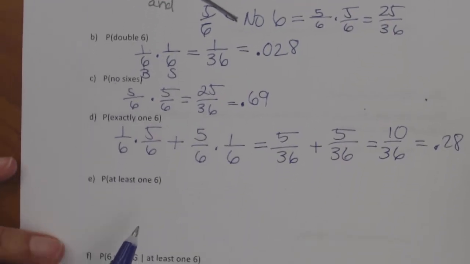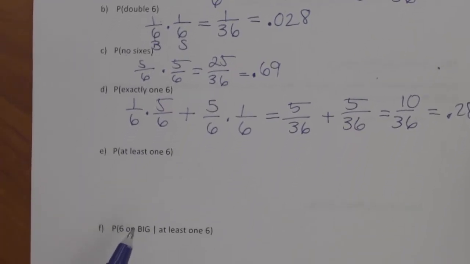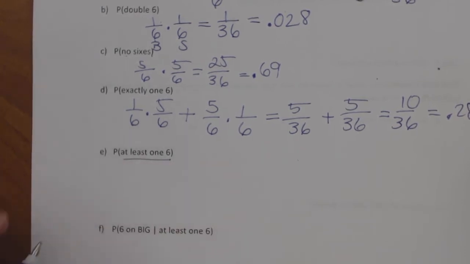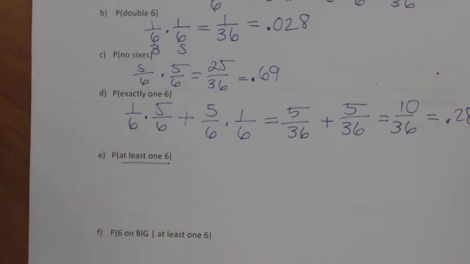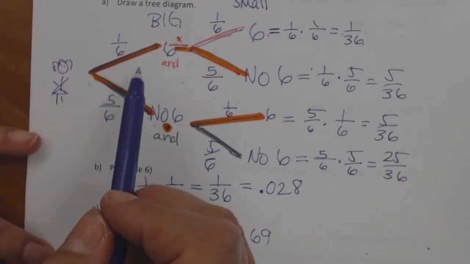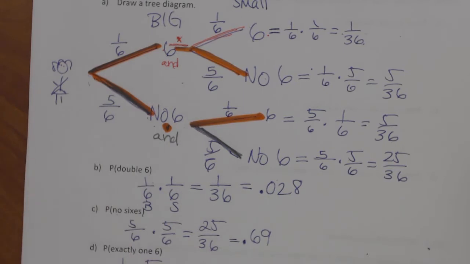Okay, let's go to the last one here. Oh, not the last one, sorry, we have two more. Probability of at least one 6. At least one, so that means one or more. So we're going to have a couple different pathways to choose from. Let's look at the one or more pathways. All right, so this warrants another color to make it even darker. So we need at least one 6.